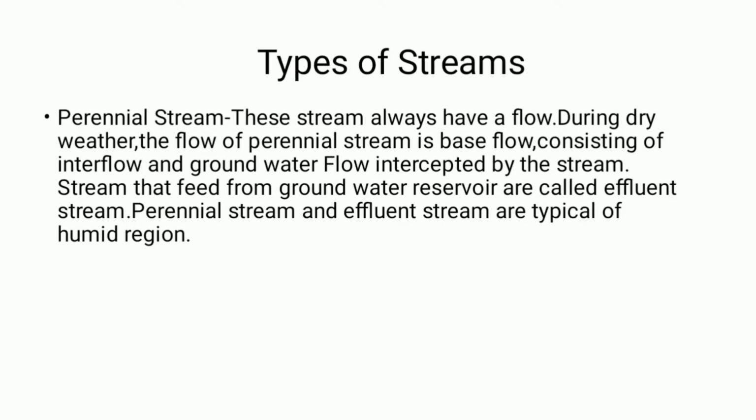Types of streams: perennial stream. These streams always have a flow during dry weather. The flow of a perennial stream is base flow, consisting of interflow and groundwater flow intercepted by the stream. Streams that feed from a groundwater reservoir are called effluent streams. Perennial streams and effluent streams are typical of humid regions.